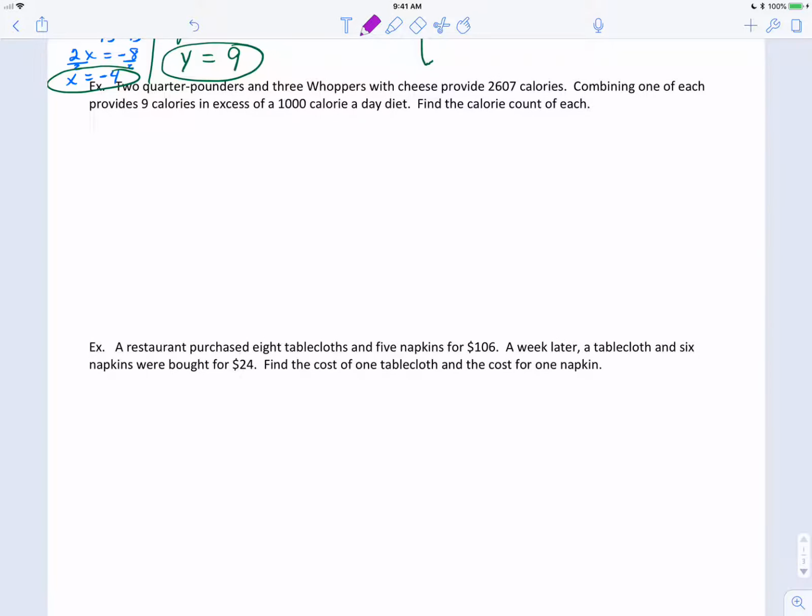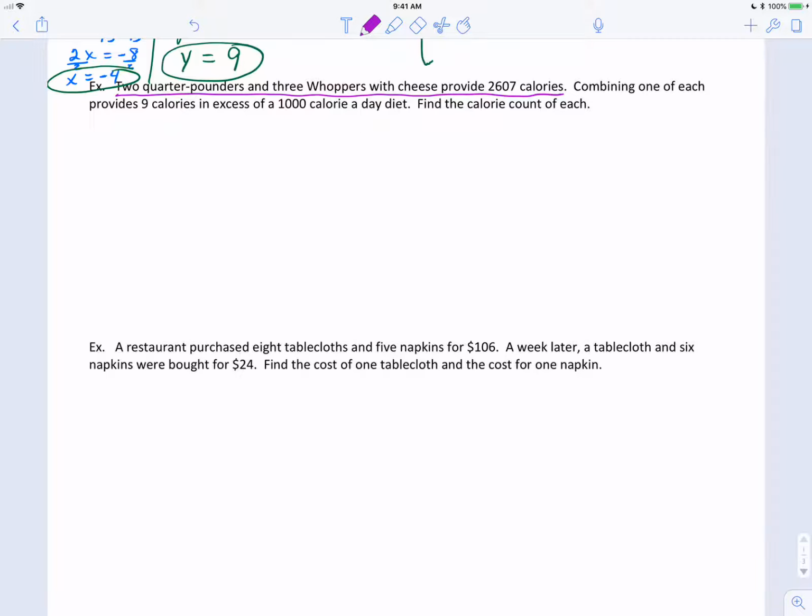We have got 2 Quarter Pounders and 3 Whoppers with cheese provide 2,607 calories. Combining one of each of these provides 9 calories in excess of a 1,000 calorie a day diet. Find the calorie count of each. Okay, so remember, what we do first is we always just take one sentence at a time.